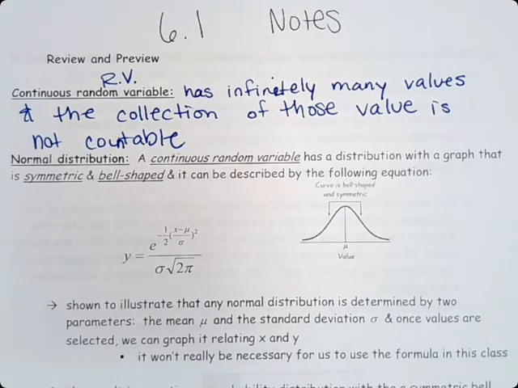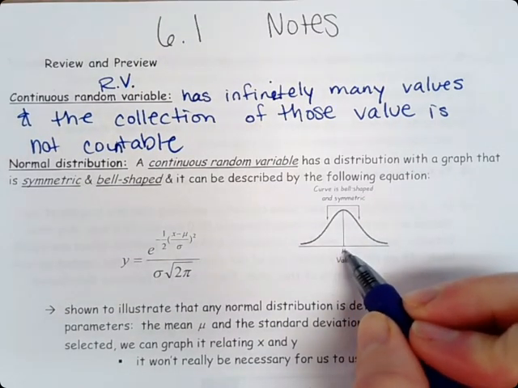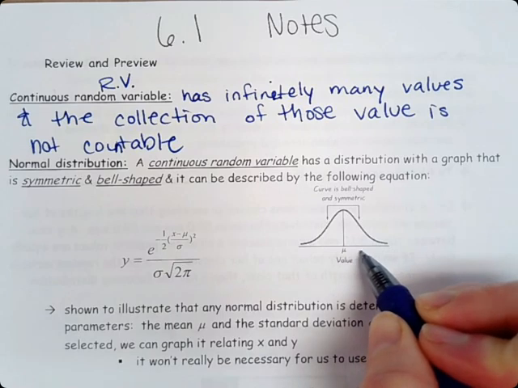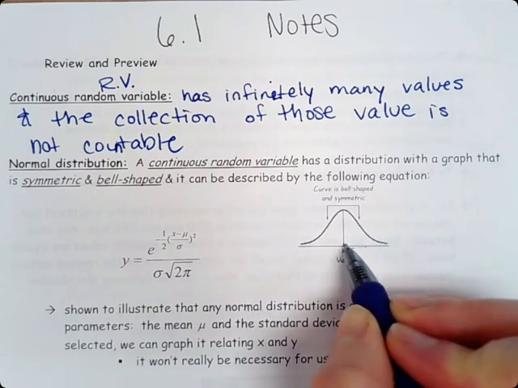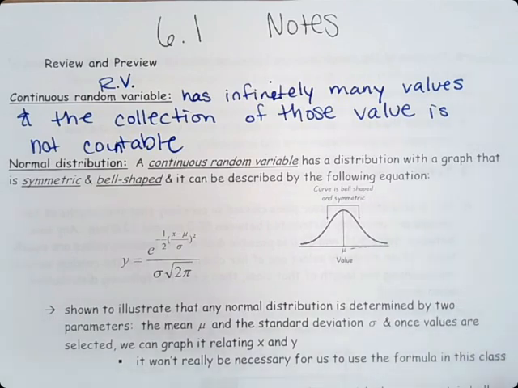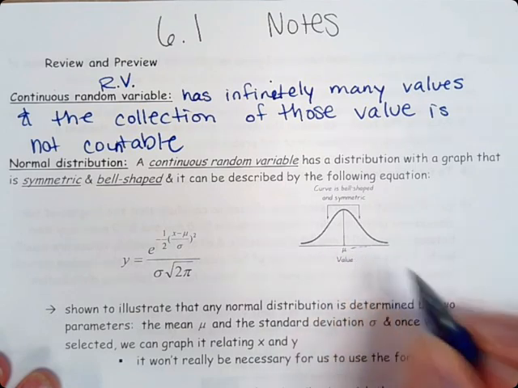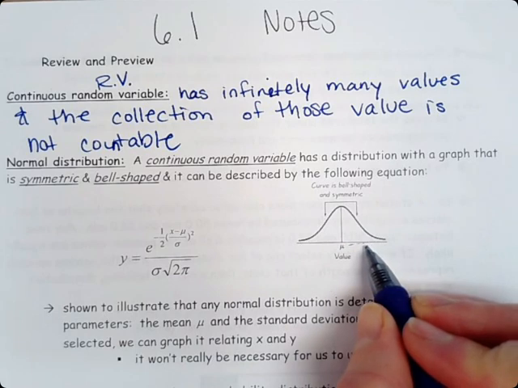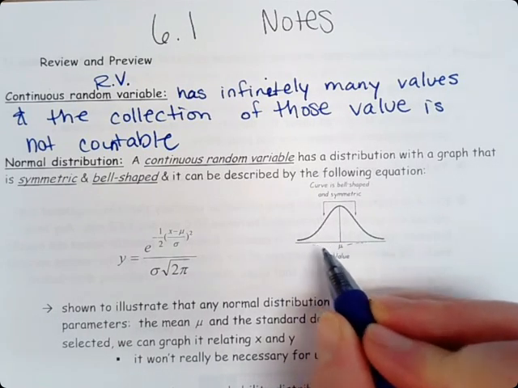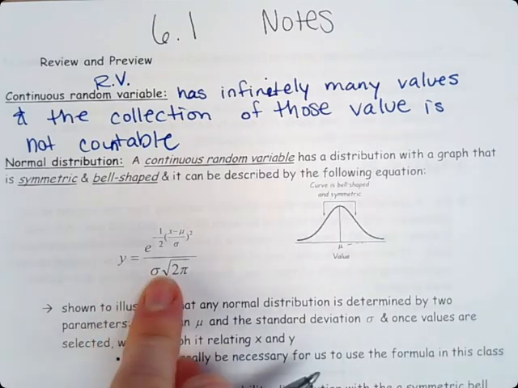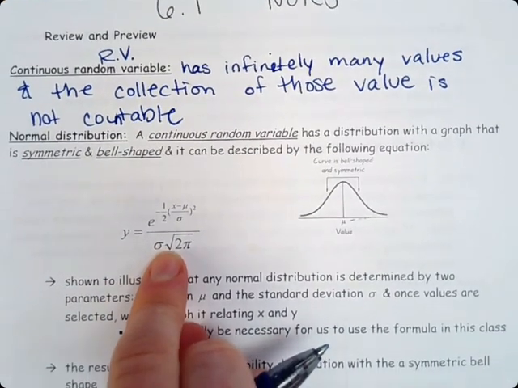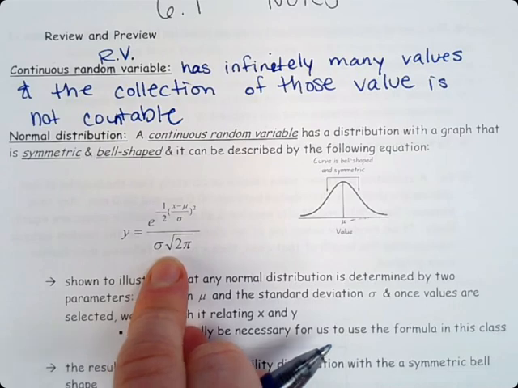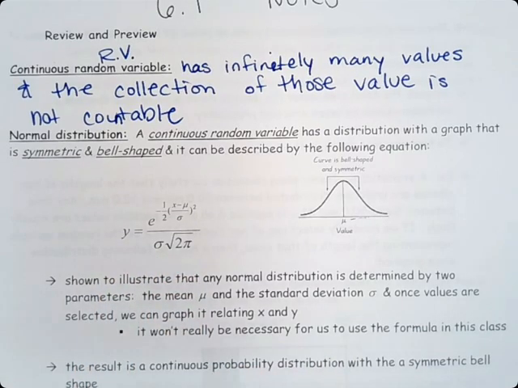Normal distribution. So this is this normal bell curve that's symmetrical, where you have your mean in the middle, mu, and then you look at how many standard deviations above, how many standard deviations below, and we're also going to review z-scores. So a z-score is how many standard deviations it is away from your mean. If it's above, it's a positive z-score. If it's below, it's a negative z-score. Thank goodness we don't have to use this, but that is a formula that deals with the normal distribution curve.